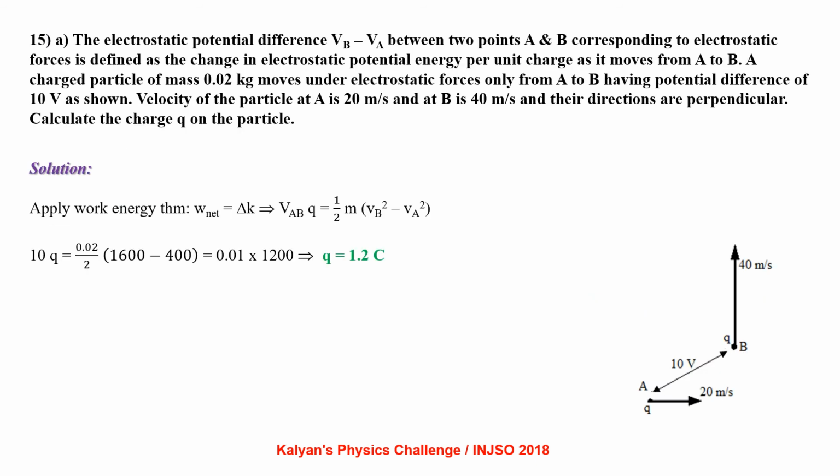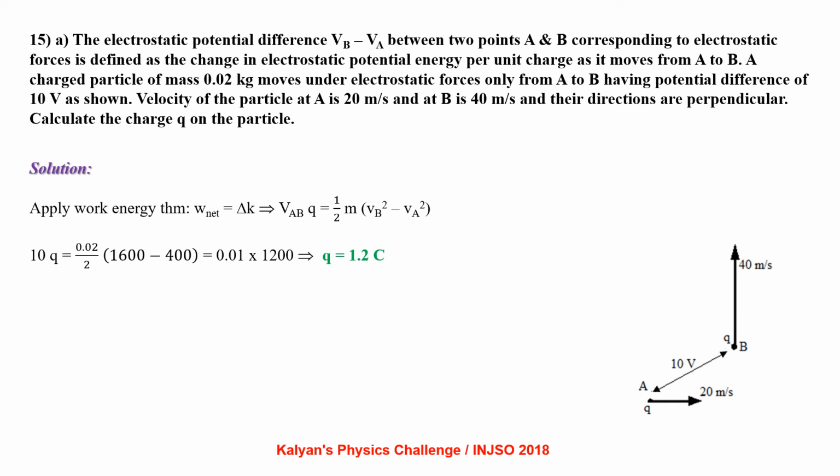The electrostatic potential difference Vb minus Va between 2 points A and B corresponding to electrostatic force is defined as the change in electrostatic potential energy per unit charge as it moves from A to B. A charged particle of mass 0.02 kg moves under electrostatic forces only from A to B, having a potential difference of 10 volt as shown. Velocity of the particle at A is 20 meter per second and at B is 40 meter per second, and their directions are perpendicular. Calculate the charge Q on the particle.